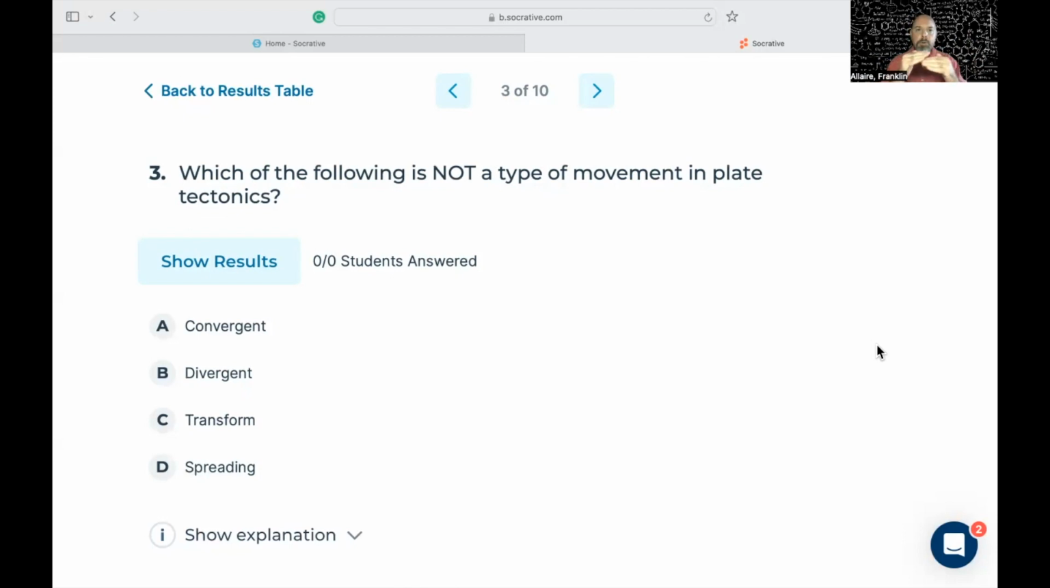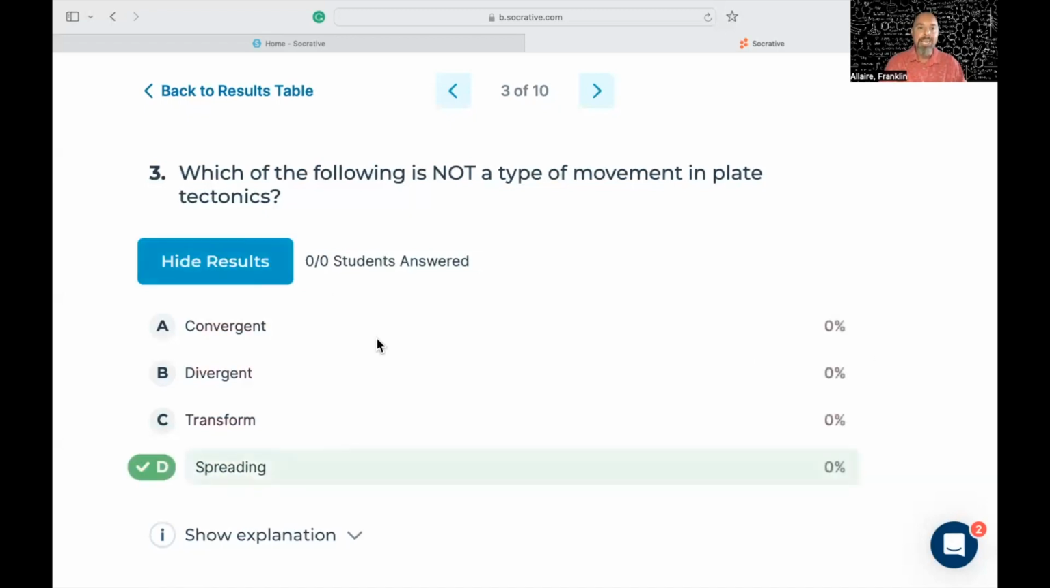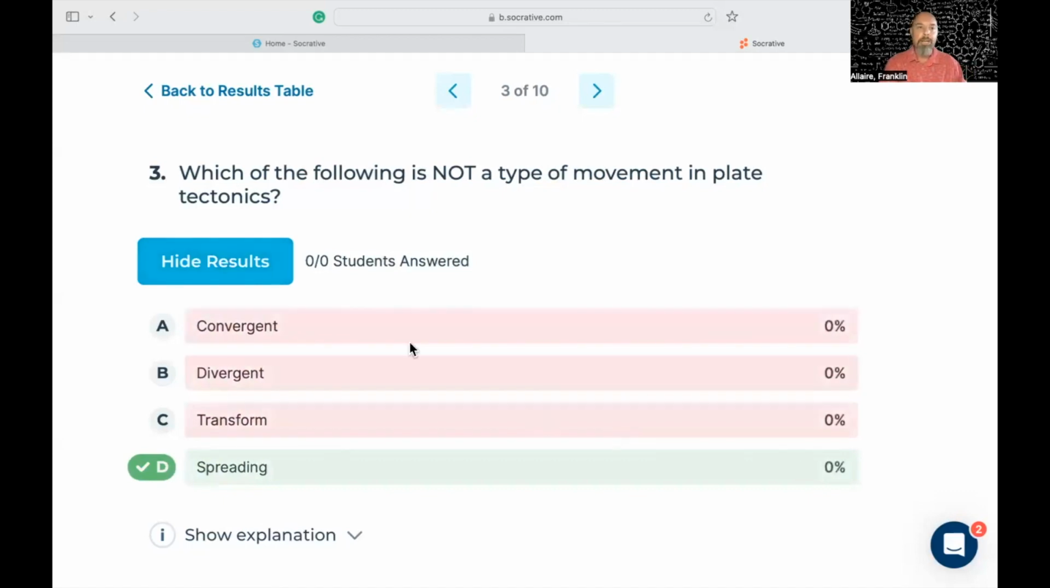And those plates are moving around, and sometimes they're moving towards each other, or pulling away from each other, or sliding past each other. So which of the following is not a type of movement with plate tectonics? That's going to be spreading. All of these others are types of movement. Convergence is where we have two plates that are coming together.